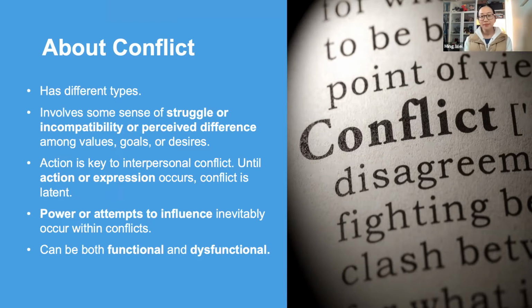Okay, all right, joke aside, there's always a power struggle or attempts to influence occurring in those conflicts. Okay, the last point I want to highlight here, as we just mentioned, is that conflicts are not necessarily all dysfunctional. Okay, they can be.